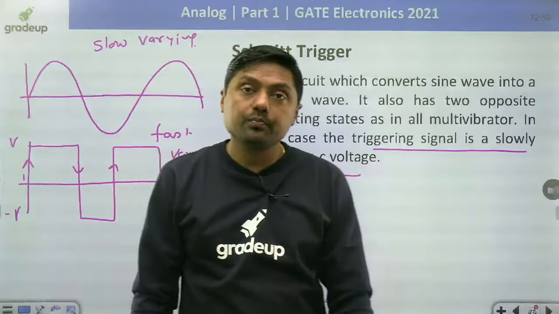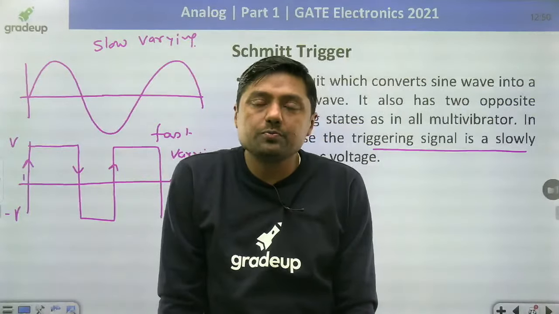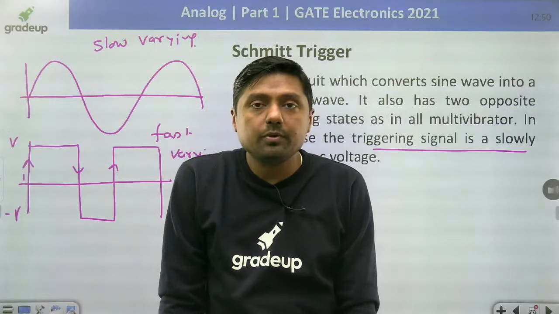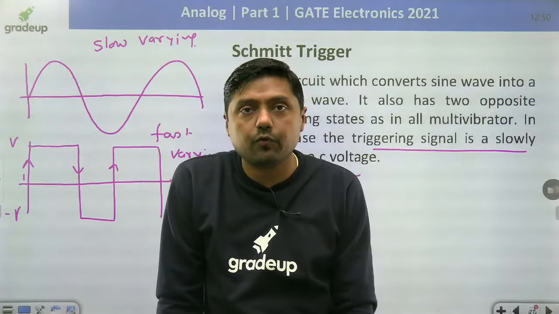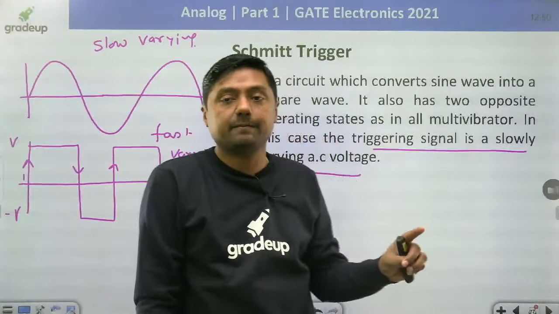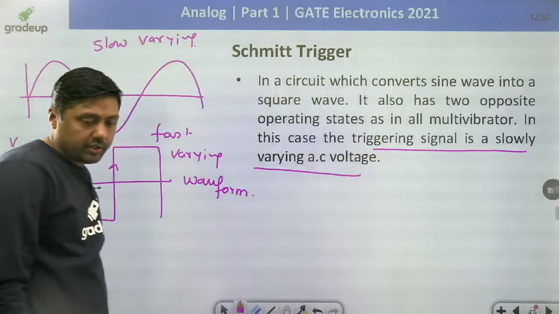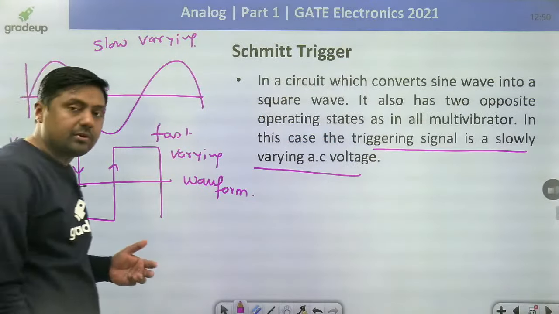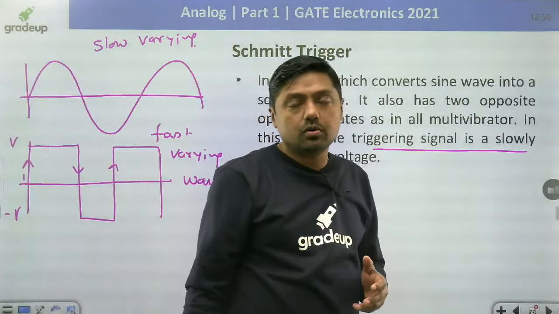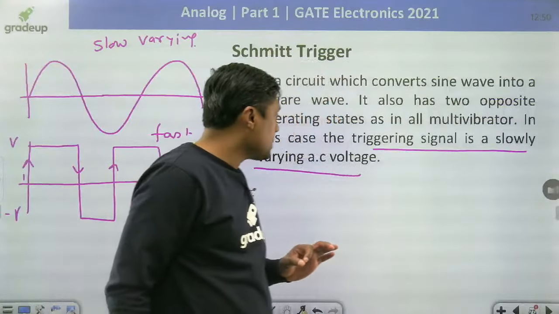MSQ, it will give you the points, which points are correct. One point will be that the Schmitt trigger can convert a slow varying waveform into a fast varying waveform. Then this statement is right. This statement is what? Right. So everyone, look, MSQ will be asked and in MSQ you have to give the answer. MSQ, okay? Multiple selection question.